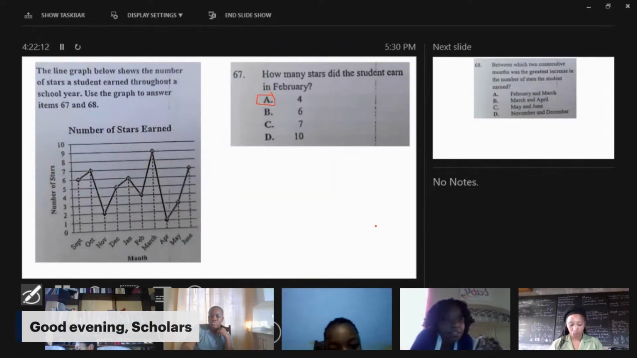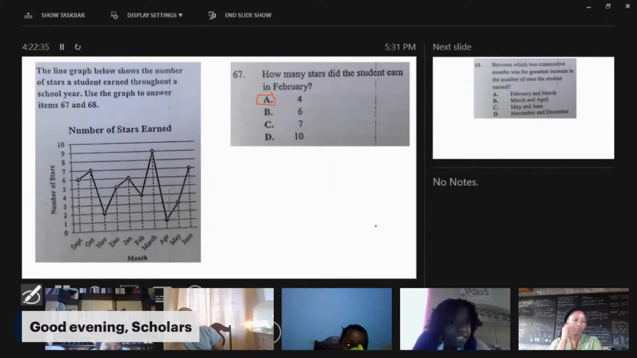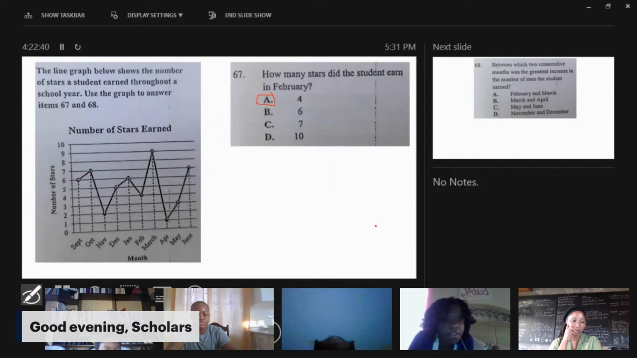68. Between which two consecutive months was the greatest increase in the number of stars the student earned? A. February and March. B. March and April. C. May and June. Or D. November and December.